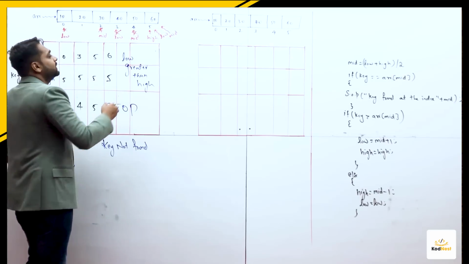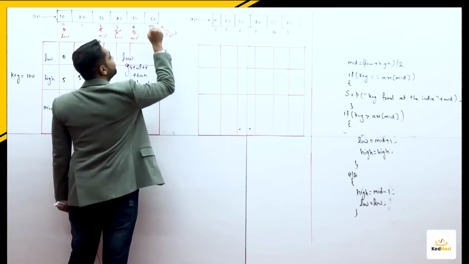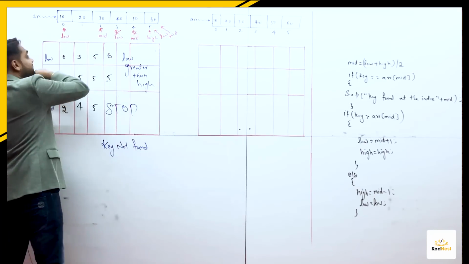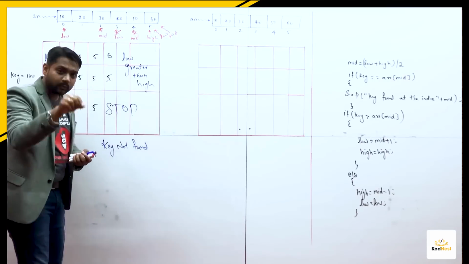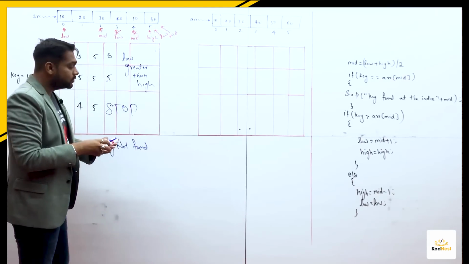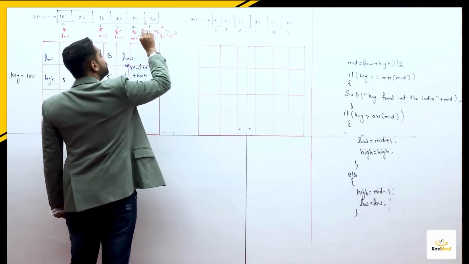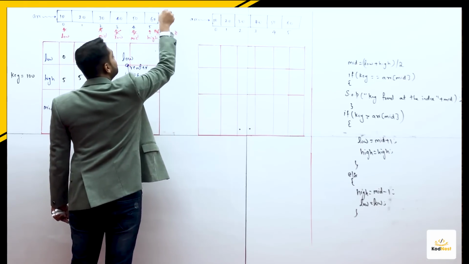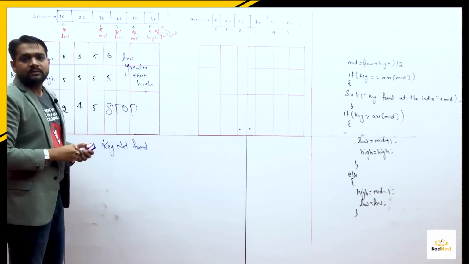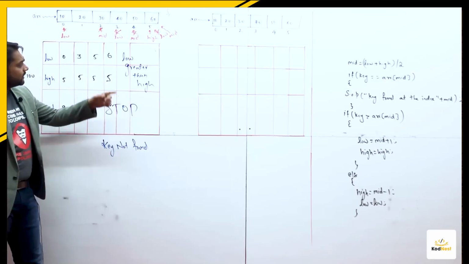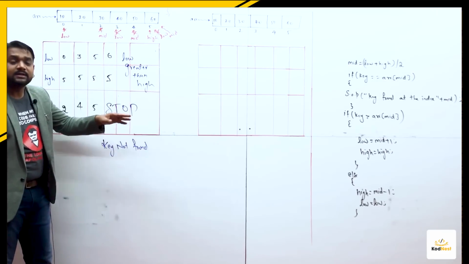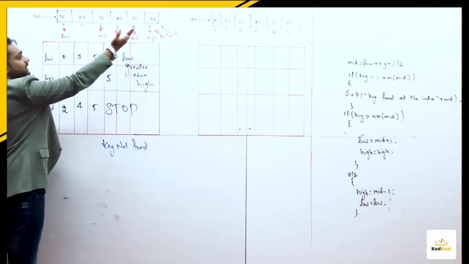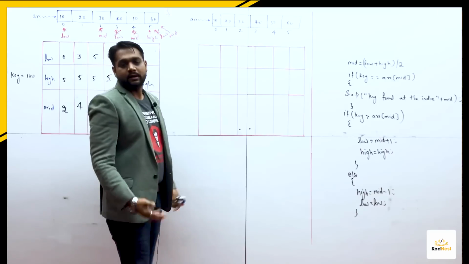Correct. You just checked whether key matched with array of mid or not. It did not match. So what did you do? You checked whether key is greater than array of mid or not. It was greater. So what did you do? You made low point to one step ahead of mid. What is one step ahead of mid? Nothing. Whenever low becomes greater than high, then you can close your eyes and you can tell key not found. Correct. Where is 100 in the array? It is not there.